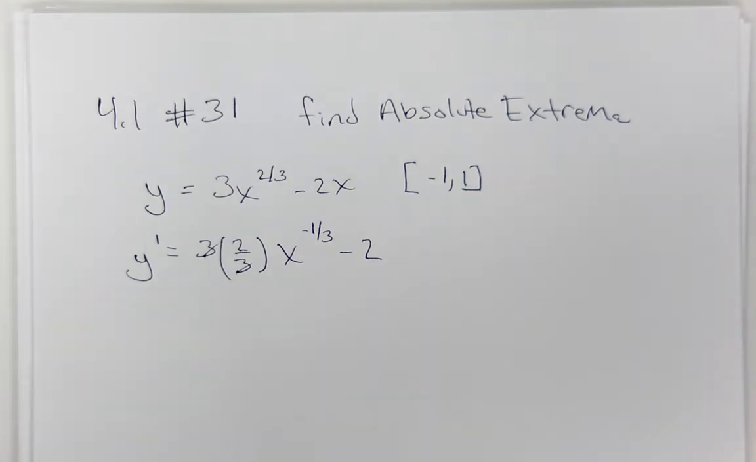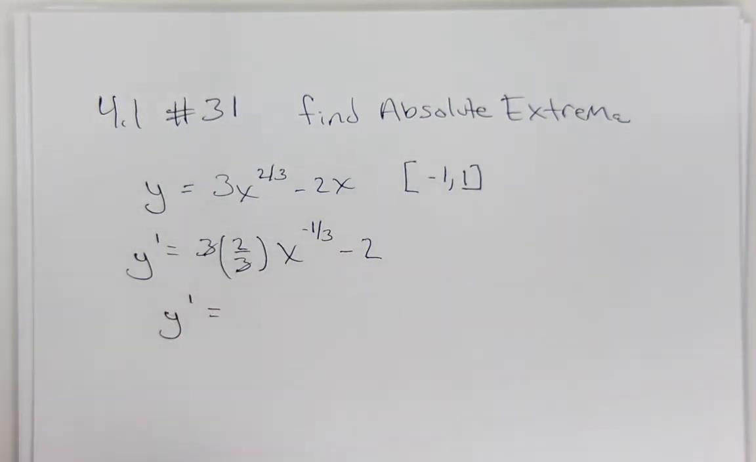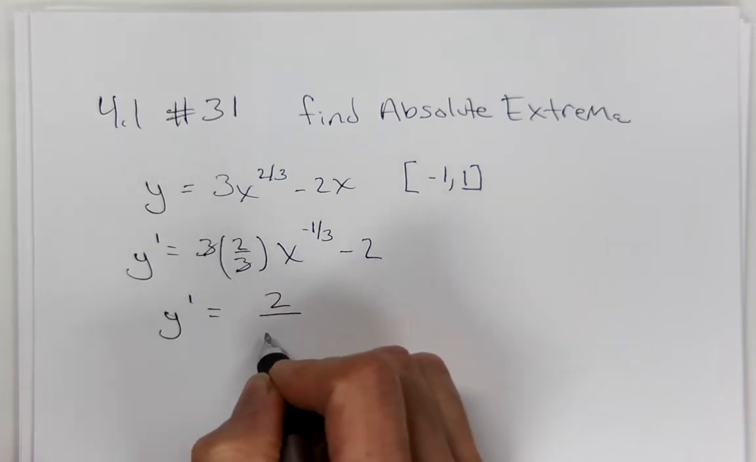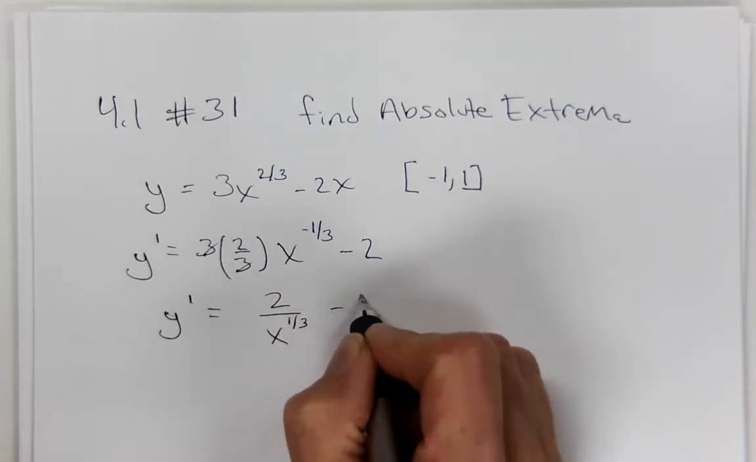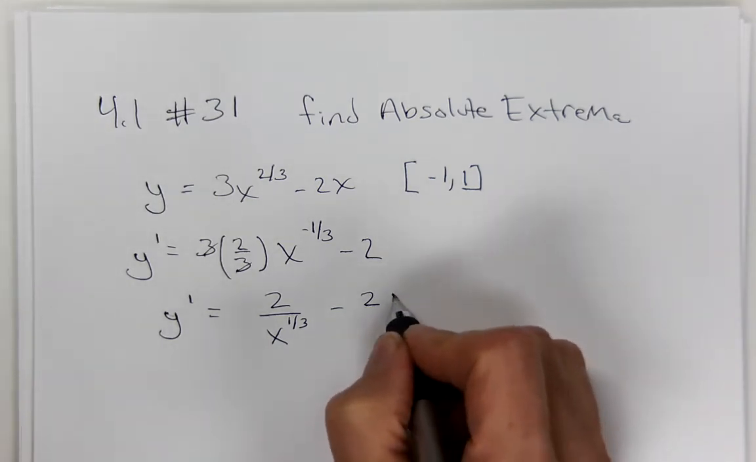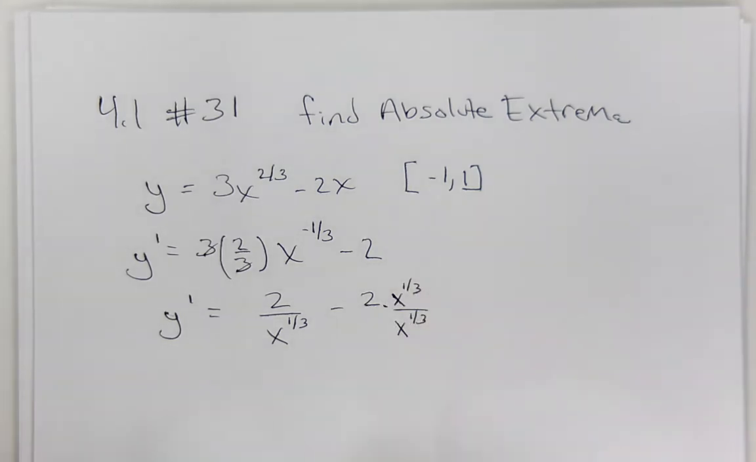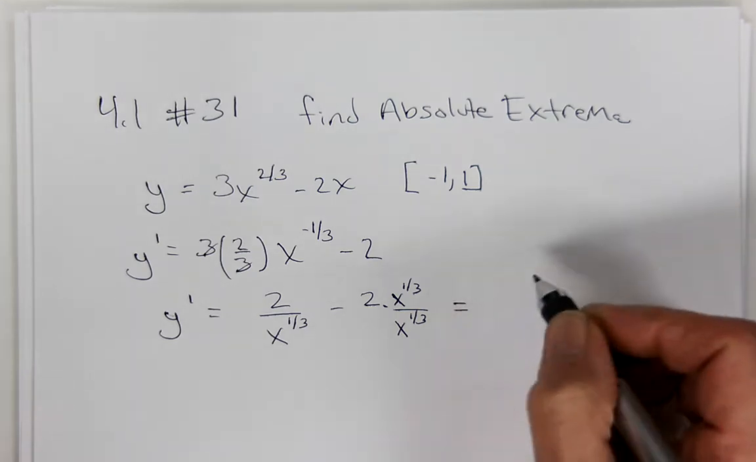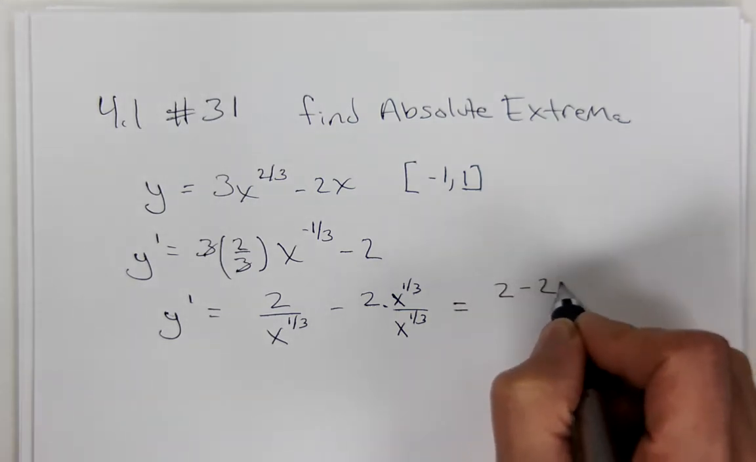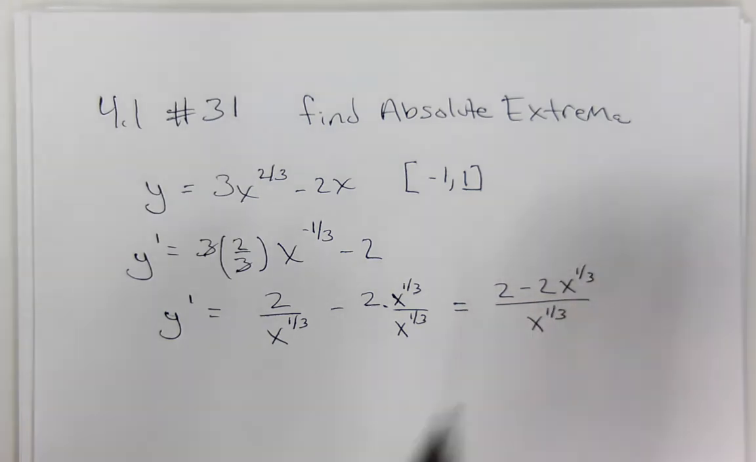So one way that you can do this is, well, I guess there's a couple ways you could do it, but I think I'm going to do it an easier way. Y prime equals 2 over x to the 1/3 minus 2. And it might just be easiest if we multiply the second one by x to the 1/3 over x to the 1/3 rather than factoring, which is what I was planning on doing. And that's going to give us 2 minus 2x to the 1/3 over x to the 1/3, and that works out beautifully.